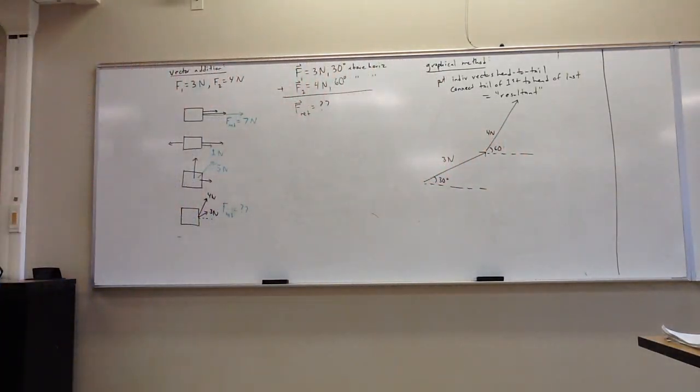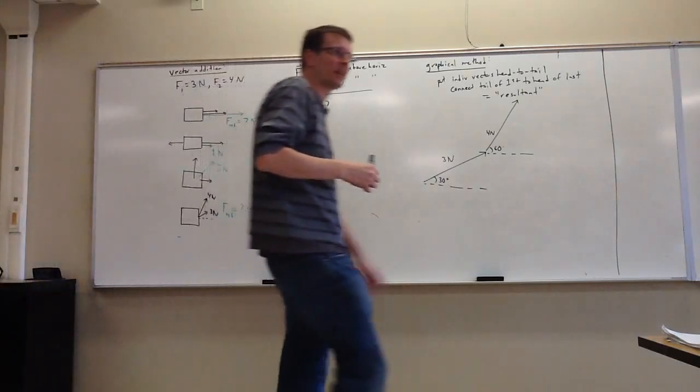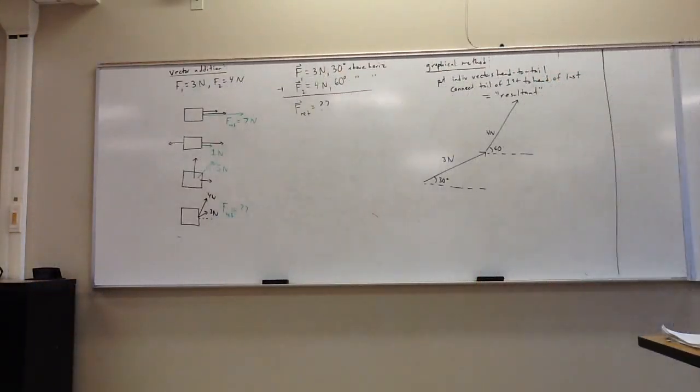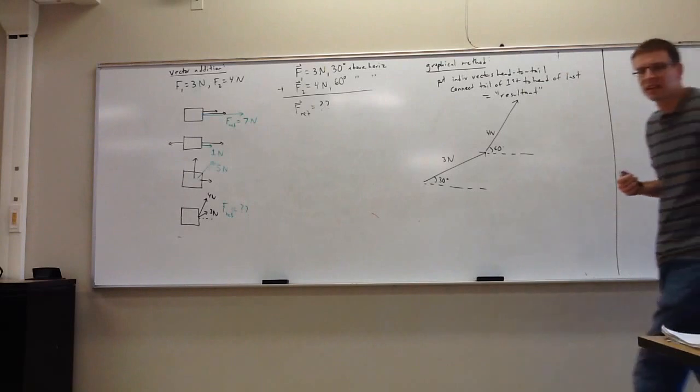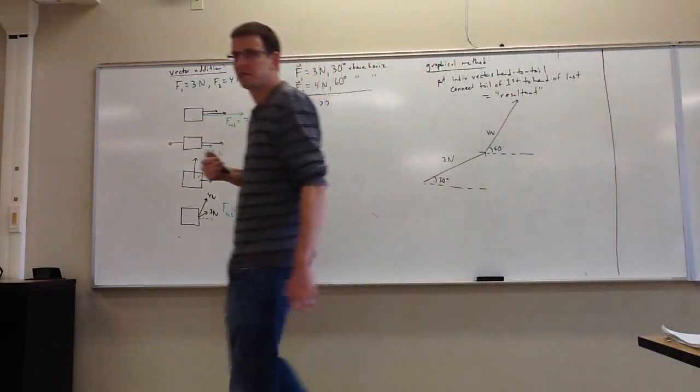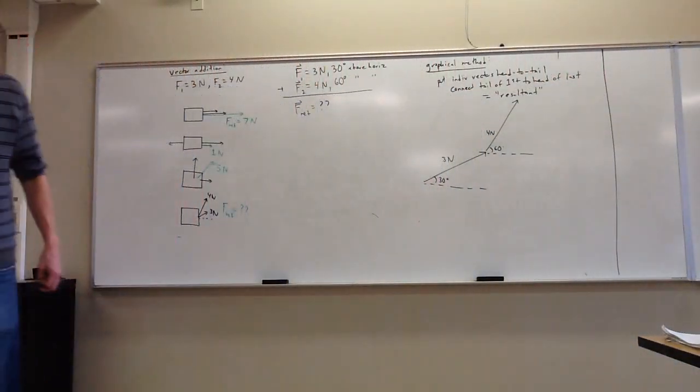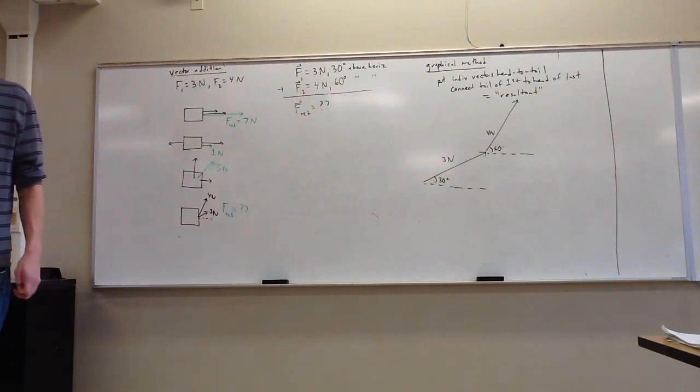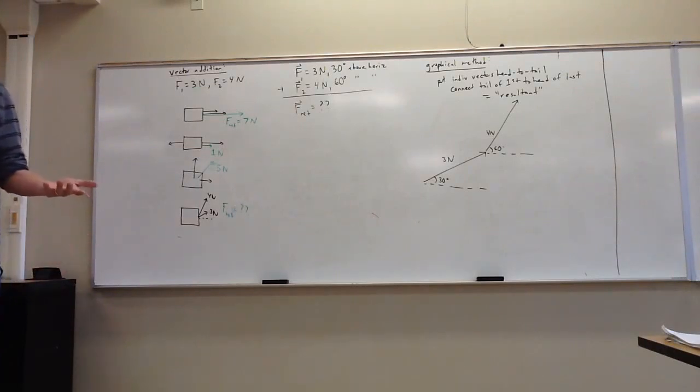Now notice that when I put them head to tail, I did not change anything about the vector. That is important. I can't decide to make the vector shorter, so if it's longer, then it has to stay that length, right? The length or size of a vector is an important thing. And I didn't change the direction.